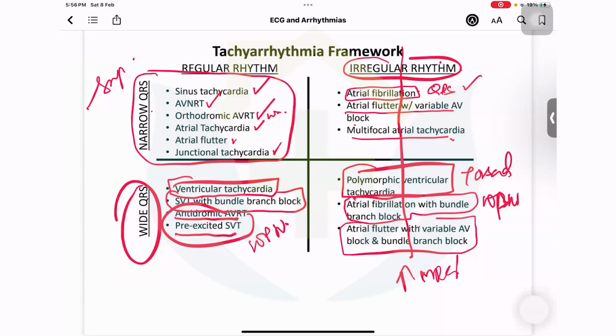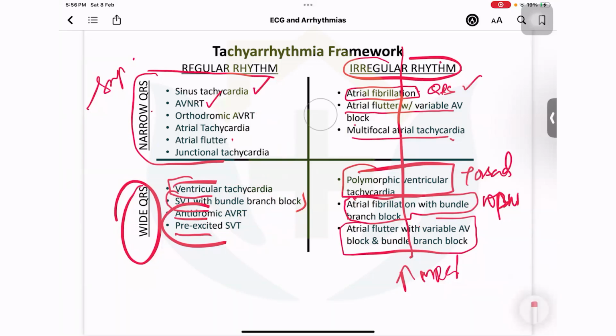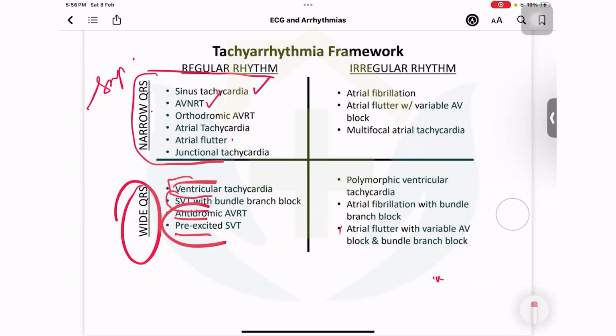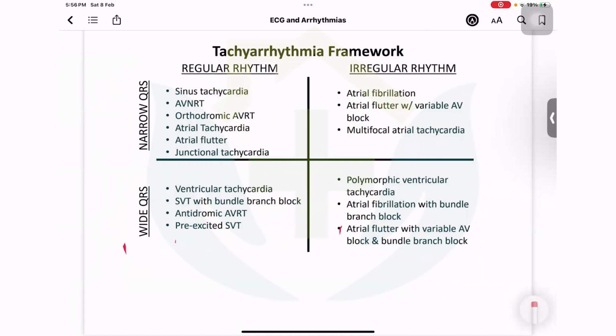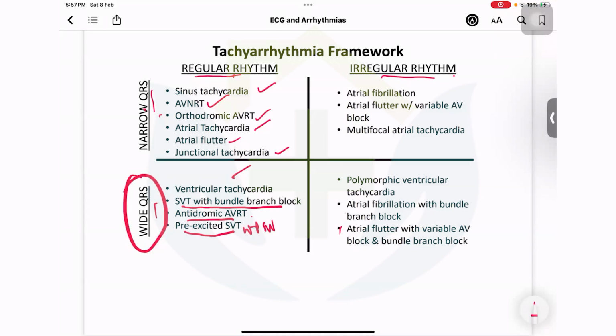So this is the tachyarrhythmia framework for you. You can remember this. You can keep this photo with you. You can take a snapshot. The tachyarrhythmia framework means all you do is make this 4 chambers, write regular rhythm here, irregular here, and narrow QRS up and wide QRS. So narrow and regular is sinus tachycardia, AV nodal, orthodromic AVRT, atrial tachycardia, atrial flutter, junctional tachycardia. Wide QRS, regular rhythm: VT, SVT with bundle branch block, antidromic AVRT means WPW, pre-excited SVT, again WPW. So these are the wide QRS, that means SVT with aberrancy.